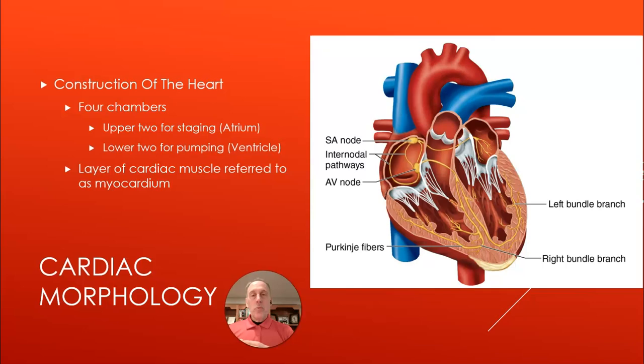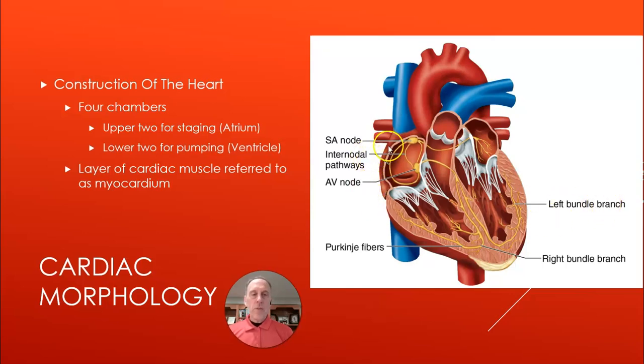So the upper 2, which are the atrium, those are for staging the blood. And then the bottom 2 are the ventricles. The ventricles are for pumping the blood, and they actually have a mechanical apparatus to them that causes that pumping action. The layer of cardiac muscle that you have within the heart itself is called the myocardium, myo for muscle, cardium for cardiac. And it's pretty easy to put together.